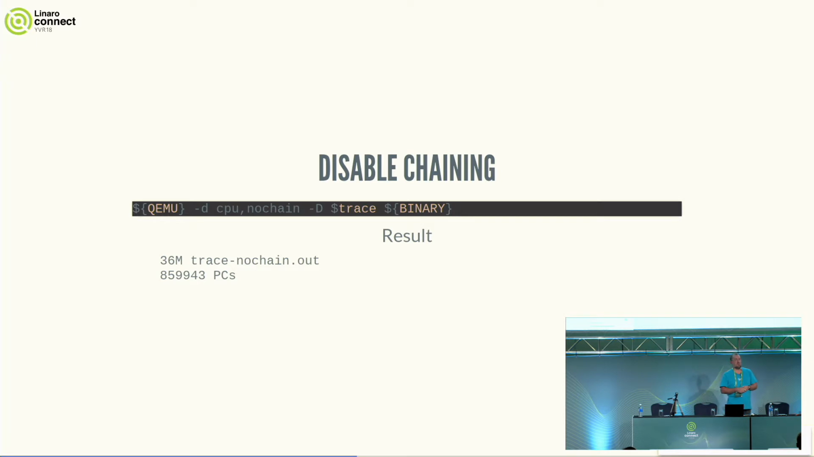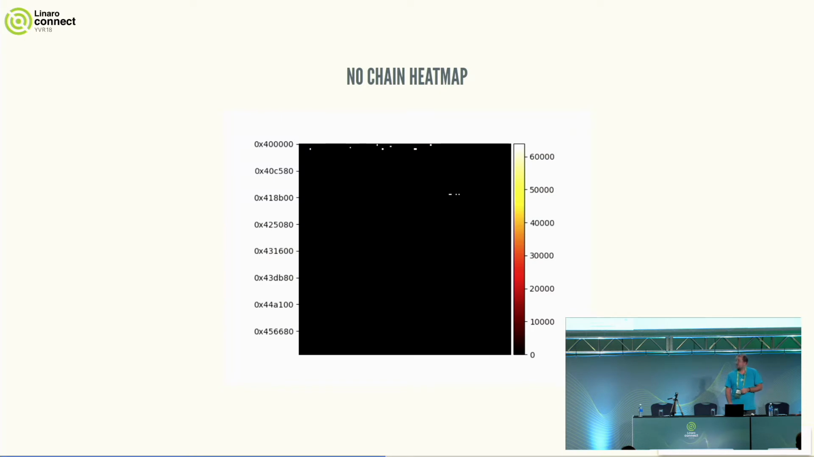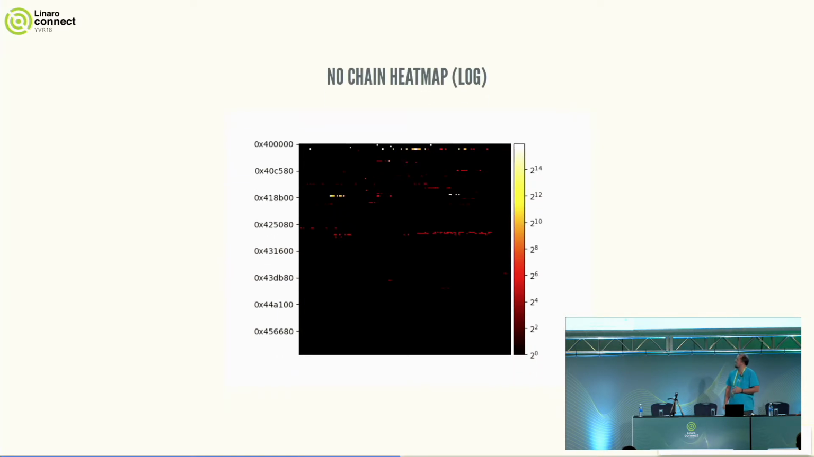And now you can see we've got a lot more useful data, 36 meg of trace data and nearly 1 million program counters. So we can do some analysis on that, and that's more like it. We're seeing the program counter 41C400, 64,000 hits. That's more what we're looking for. So we can plot that in a heat map, and it doesn't actually look particularly pretty, but it does show you the white points, the most executed code. It actually works if we use a log scale, we get a little bit more resolution, which there we go, hopefully will show up on the projector.